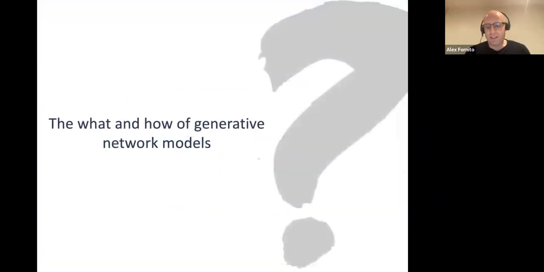I'll begin with a bit of background introduction to generative network models. Again, this is in the spirit of this educational workshop, so trying to be a little bit more didactic, and hopefully I'll be able to give you not only a background, but a bit of a feel for how this sort of work is done.